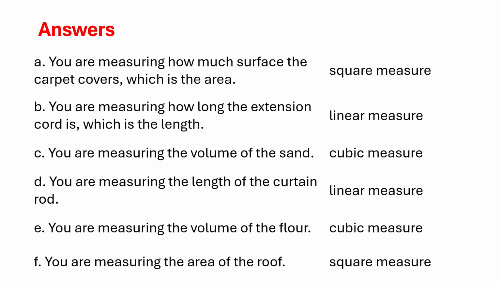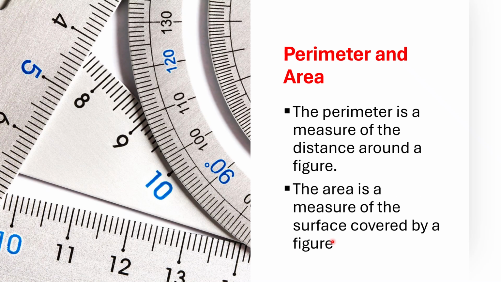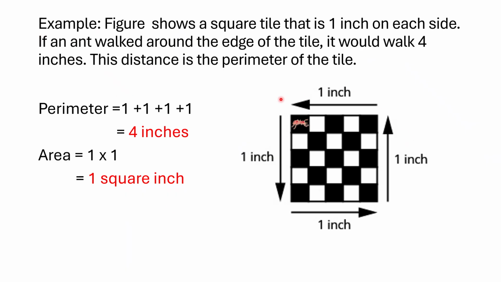We have the terms perimeter and area. The perimeter is a measure of the distance around a figure, and the area is a measure of the surface covered by a figure. For example, in this illustration, the figure shows a square tile that is 1 inch on its side. So this side is 1 inch, this is 1 inch, 1 inch, and 1 inch.